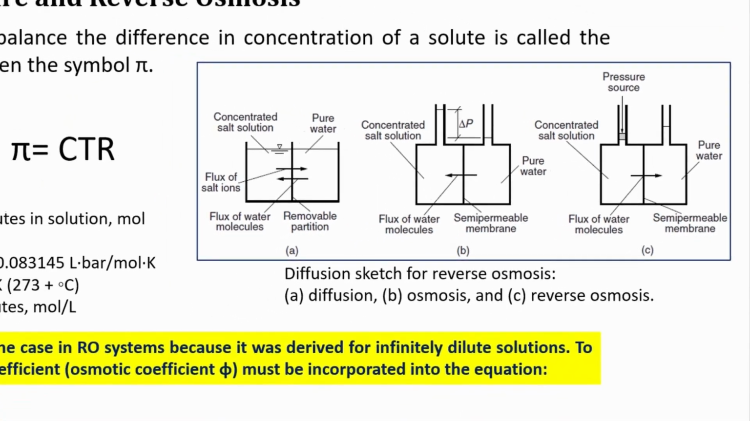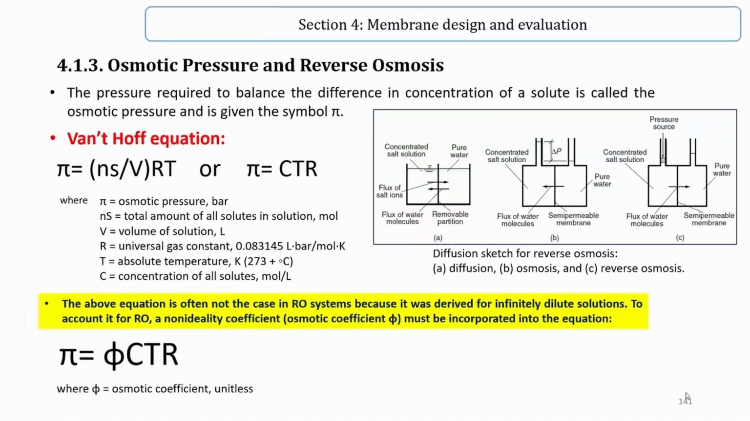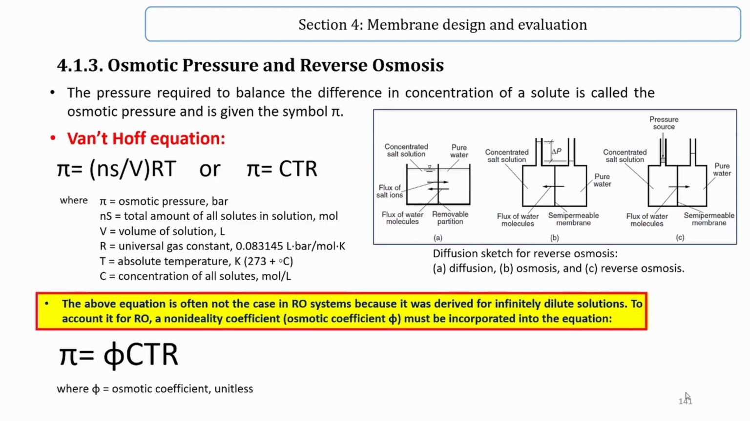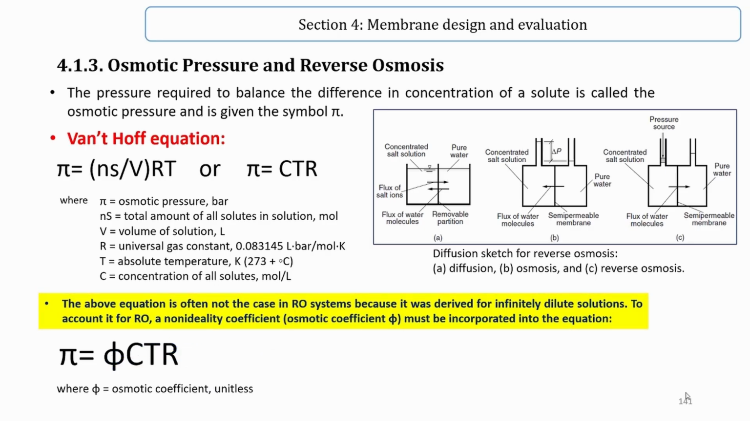In a dilute solution, osmotic pressure can be approximated by the Van't Hoff equation. This equation was derived assuming infinitely dilute solutions, which is often not the case in reverse osmosis. To account for the assumption of diluteness, the non-ideal behavior of concentrated solutions, and the compressibility of liquid at high pressure, a non-ideality coefficient must be incorporated into the equation. To better understand, I have given an example.